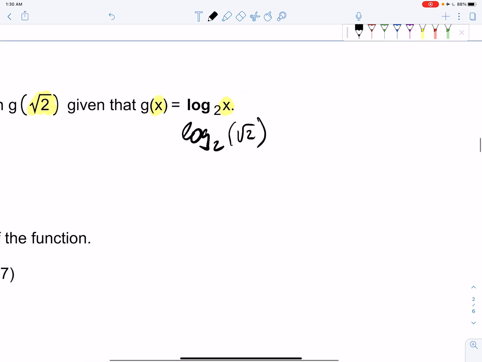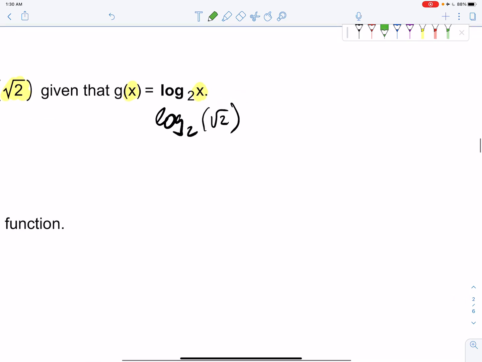Okay, well, this makes you a little nervous, huh? Why don't we set this equal to y and just convert it to an exponential. So what is the base? 2 raised to the y. All of that's going to equal my argument, square root of 2.